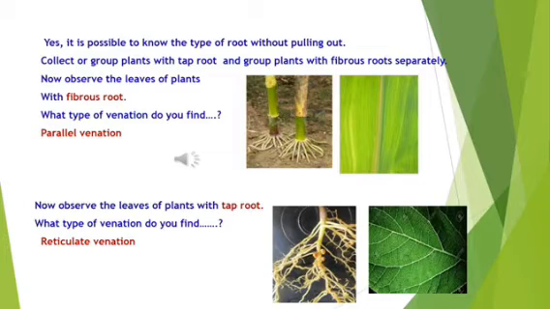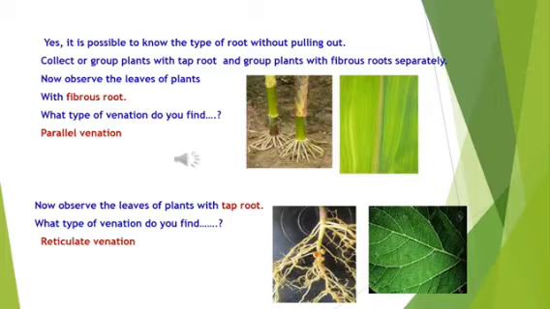So what you need to do is collect a few plants with taproot and a few more with fibrous roots. Group them separately: a set of plants with taproot and a set of plants with fibrous root. See to it that they have the leaves also. Now take the first group of plants with fibrous root. Observe its leaves. What type of venation do you find?